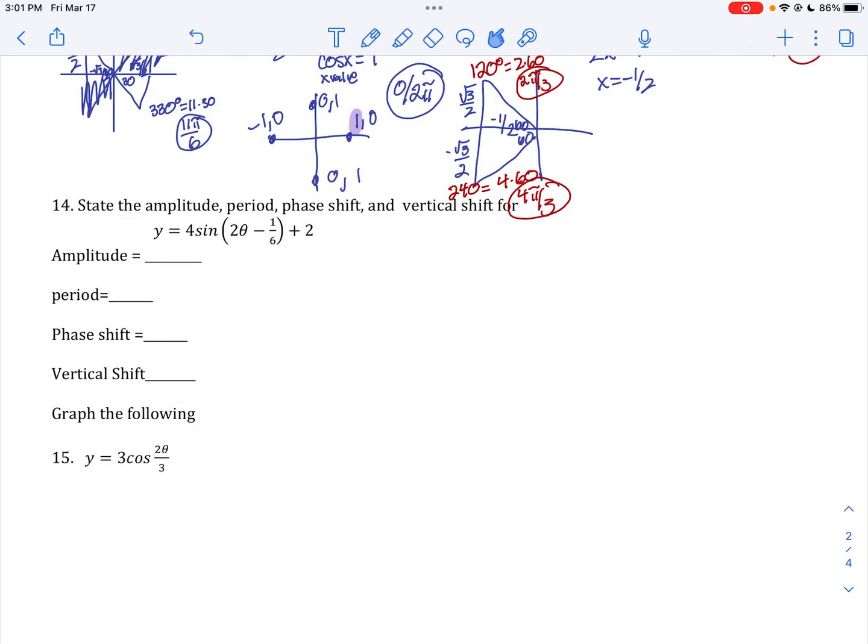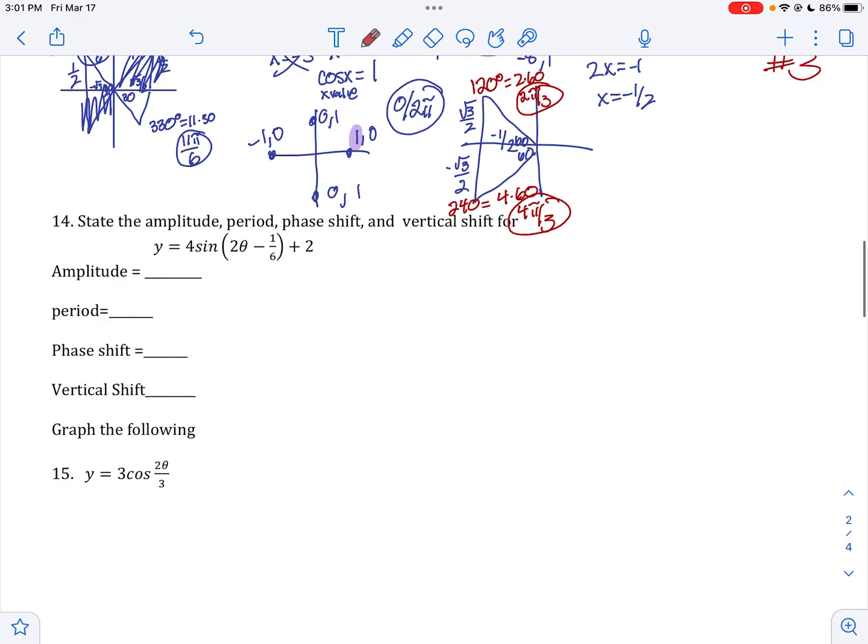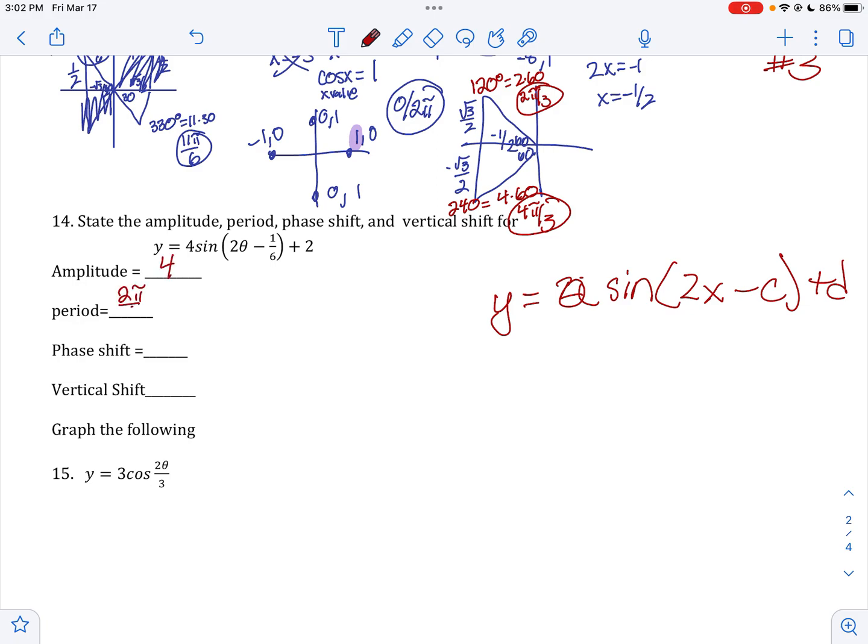All right, so our last one, we're identifying this. So our amplitude is 4, remembering, so this is in the form of A sine(bx minus c) plus d. So our amplitude is 4. Our period is 2 pi over b. So 2 pi over 2, so it's pi.